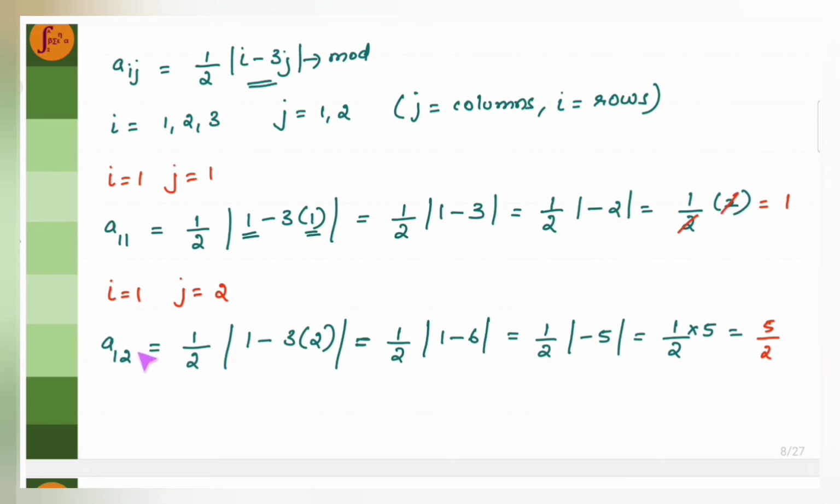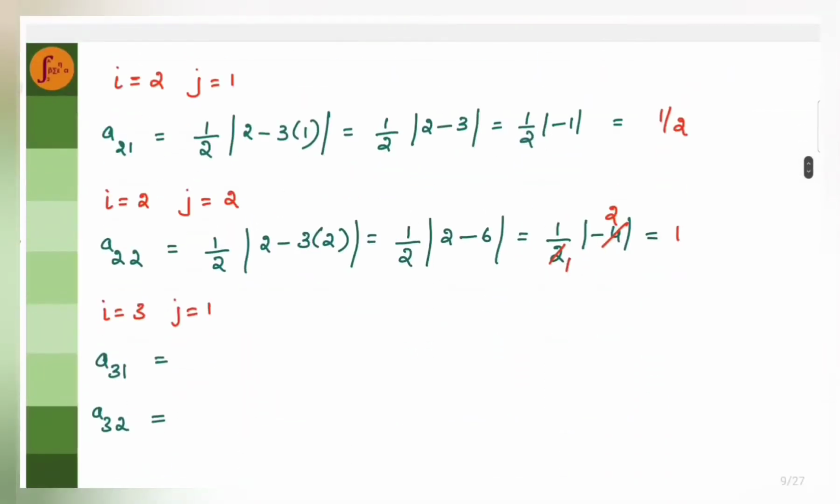Let's find the second element. So you take the first row, I is equal to 1, and second column, j is equal to 2. Now you substitute j as 2 and I as 1, and same thing, we'll get 5 by 2 as the second element. We repeat this for the third element, that is second row and first column, right? If we have the matrix like this, it is a 3 by 2 matrix. So A11, A12, A21, A22, and A31, A32. This is how the 3 by 2 matrix is going to be, right?